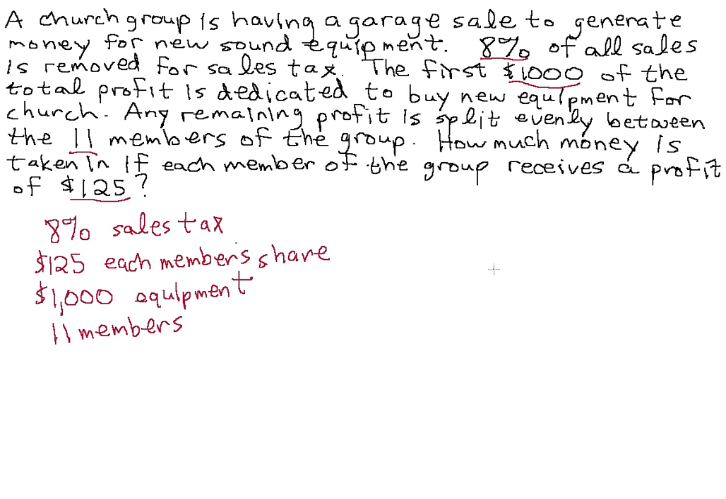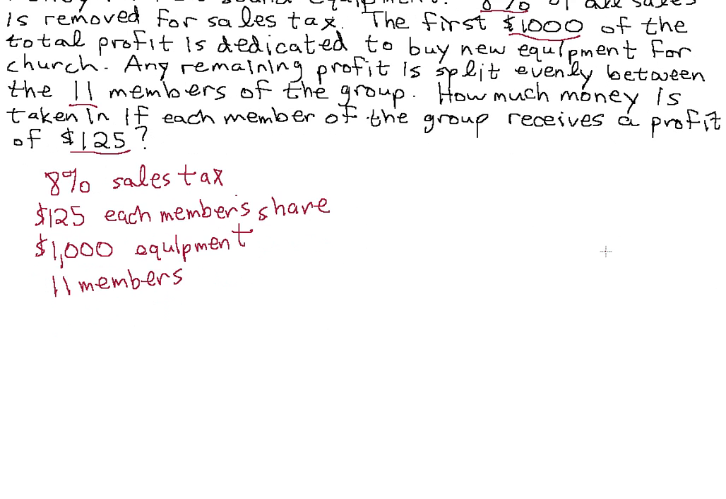Okay. So what are we being asked to find here? Well, we're being asked to find the total money taken in. So let's let X equal the total money taken in, the total money in sales. Okay. Now we need to set up an equation to solve for X, because this is what we want to know. The first thing deducted from our profit is 8% sales tax.